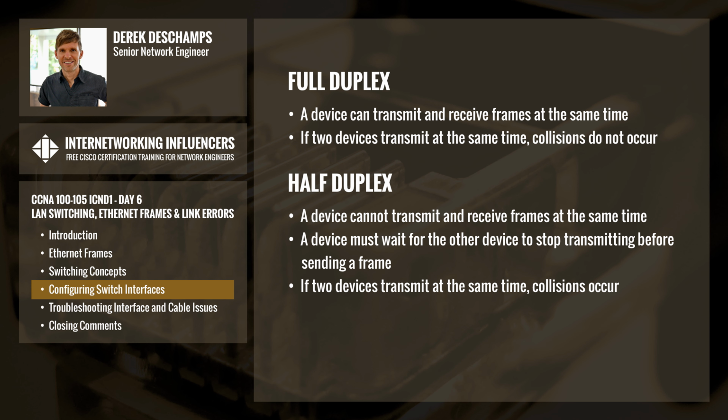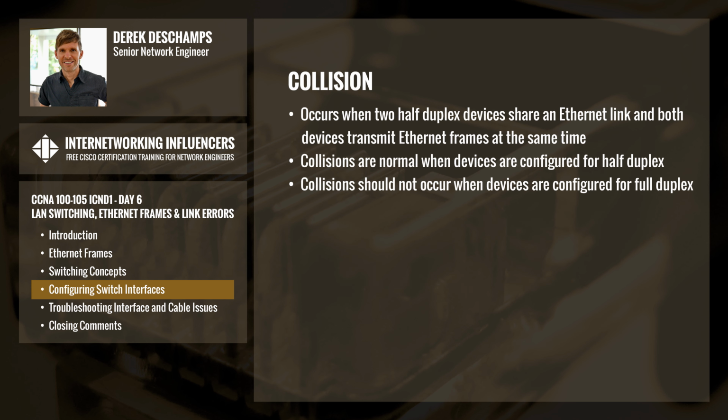With half duplex, a device cannot transmit and receive frames at the same time. A device must wait for the other device to stop transmitting before sending a frame. If two devices transmit at the same time, collisions occur. A collision occurs when two half-duplex devices share an Ethernet link and both devices transmit Ethernet frames at the same time.